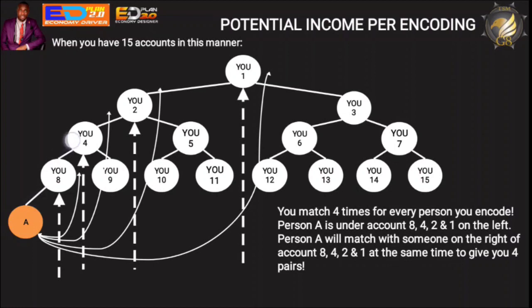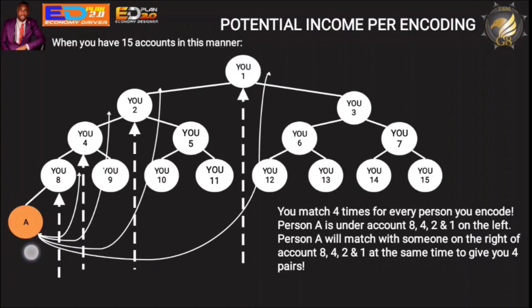Person A is on the left side of account 4. Account 4 will match with someone on the right side to give you another 4,800. Person A is on the left side of account 2. Person A will match with someone on the right side of account 2 to give you a pair. So person A will match with another guy on the right side of account 2 to give you another 4,800. So here you have earned 4,800 times 1 times 2 times 3. Person A is on the left side of account 1. He will match with somebody on the right side of account 1 to give you another pair.